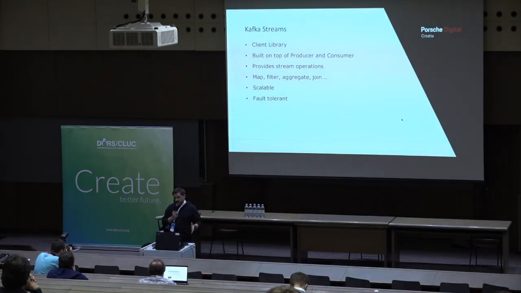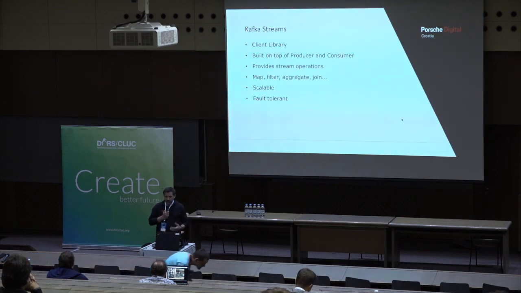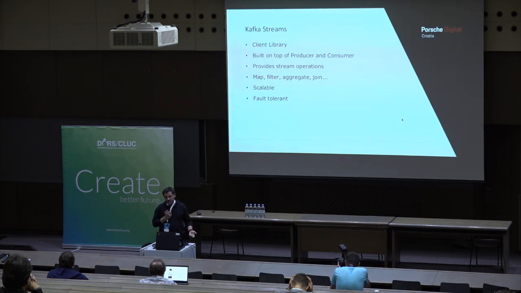automatically balance the workload. It's fault tolerant, so basically if you're running the Kafka Streams application and one of your nodes crashes, the other surviving nodes will automatically take over and continue the job where the crashed node stopped. Also, if you have only one node and if it crashes, once you restart it, it will just pick up where it stopped and continue the work.